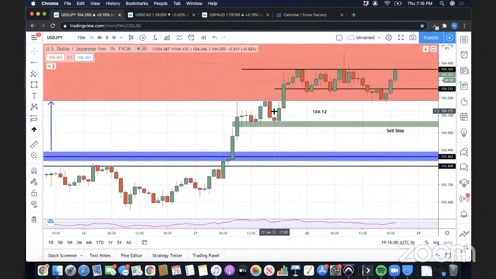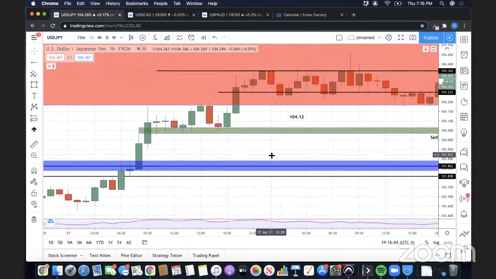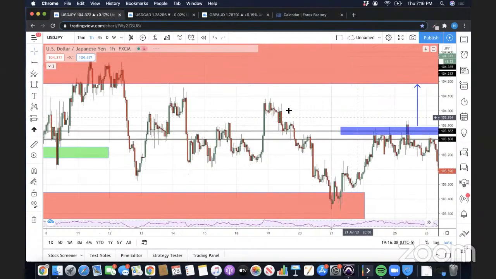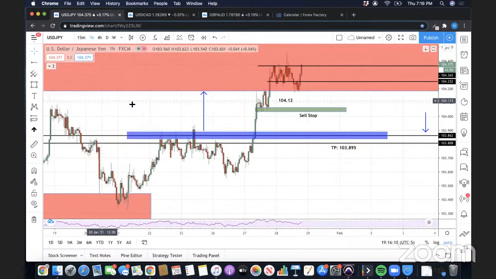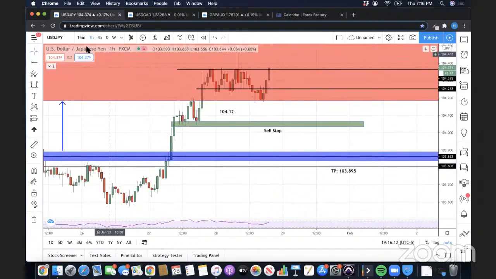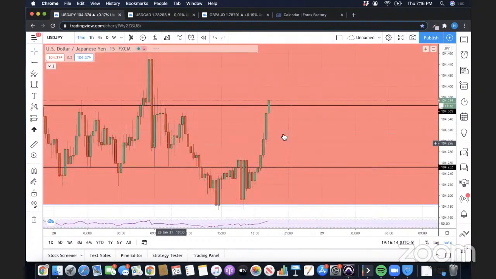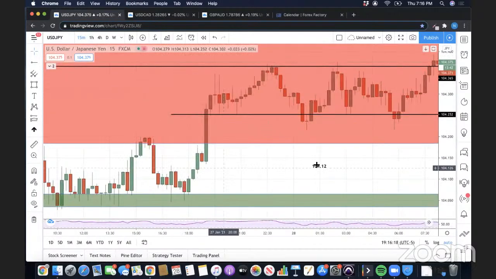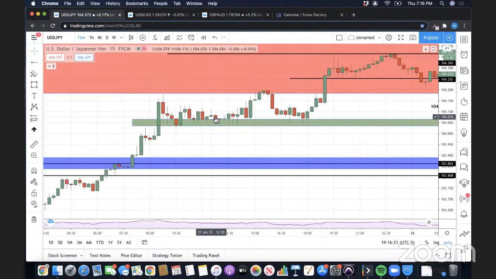So you want to look for your tipping point. In this case, it didn't have the most gorgeous looking tipping points ever because they were so far away. So I used, I think it was the 15-minute, to create this little tipping point here of them throwing these wicks here. And that's why we have our sell stop just below the tipping point.